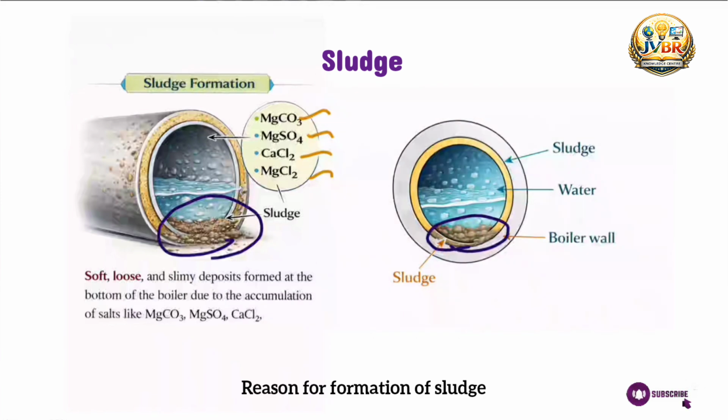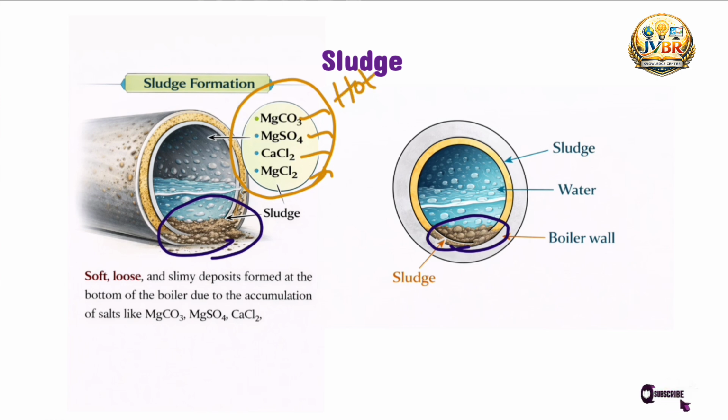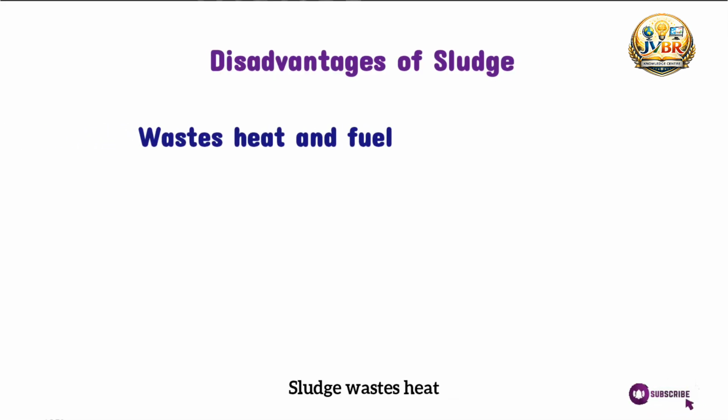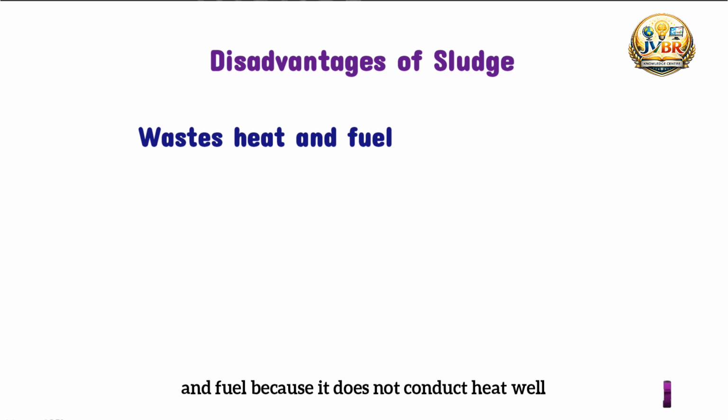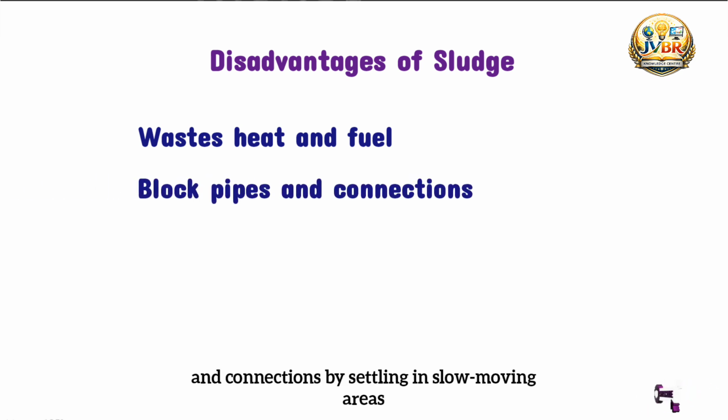Reason for formation of sludge. The dissolved salts whose solubility is more in hot water and less in cold water produce sludge. Disadvantages of sludge. Sludge wastes heat and fuel because it does not conduct heat well. Sludge can block pipes and connections by settling in slow-moving areas.